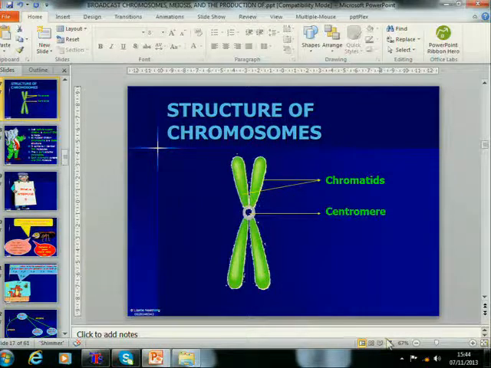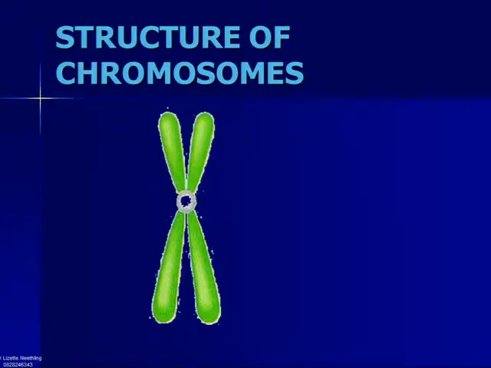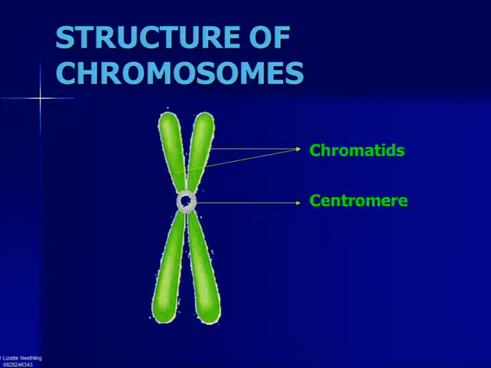Let's go back. Okay, there's my structure of my chromosome. You can see my chromatids. And then there, the place where they connect, we call the centromere. Make very sure you know those labels. Because in most of the exam papers that I've looked at, somewhere they throw that in. You must be able to draw it, and you must be able to label it.